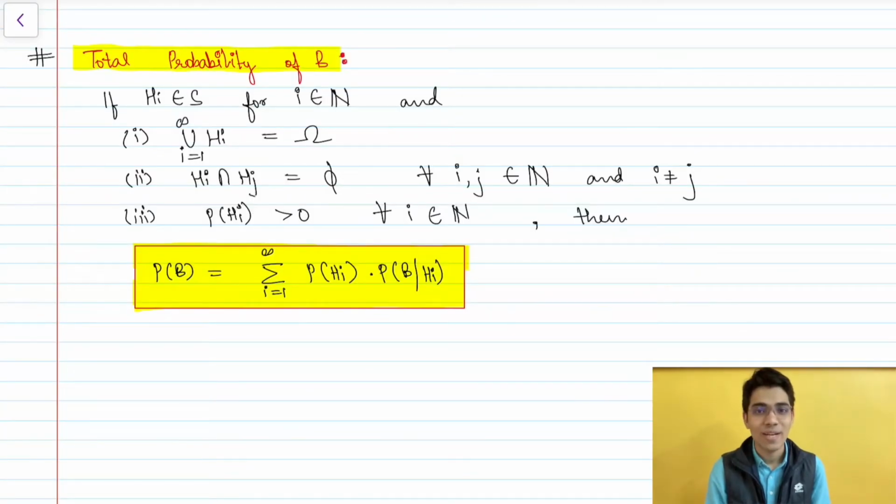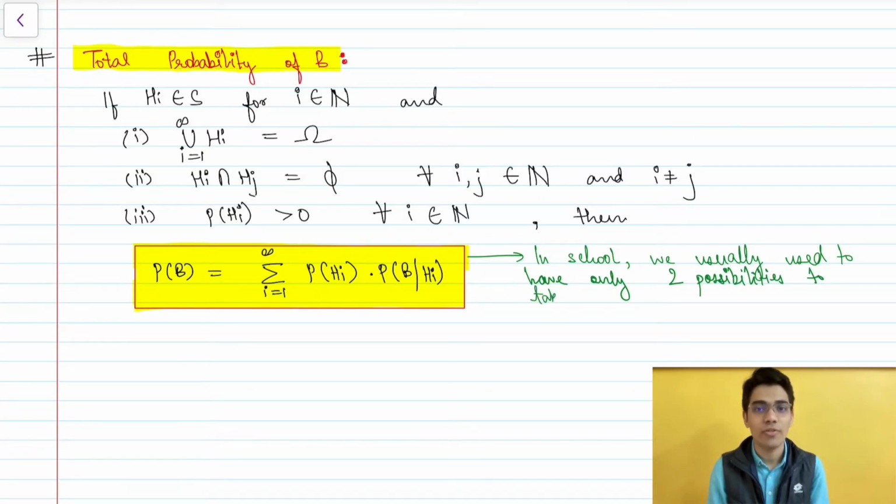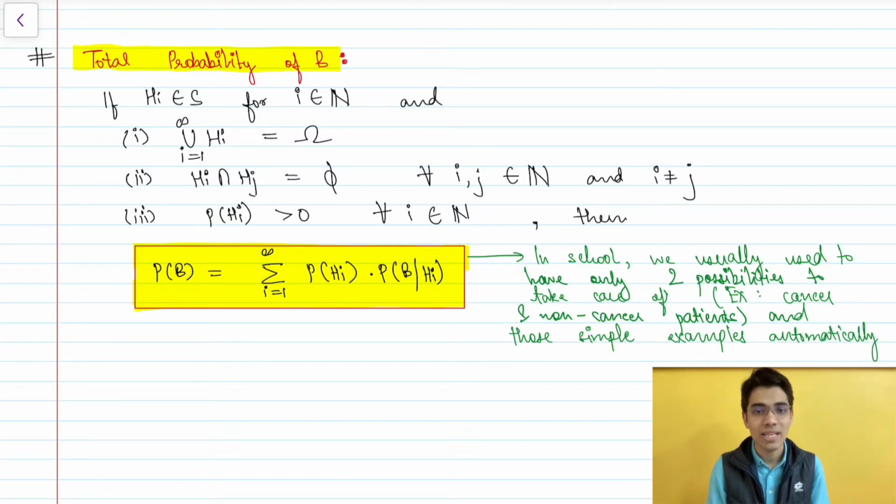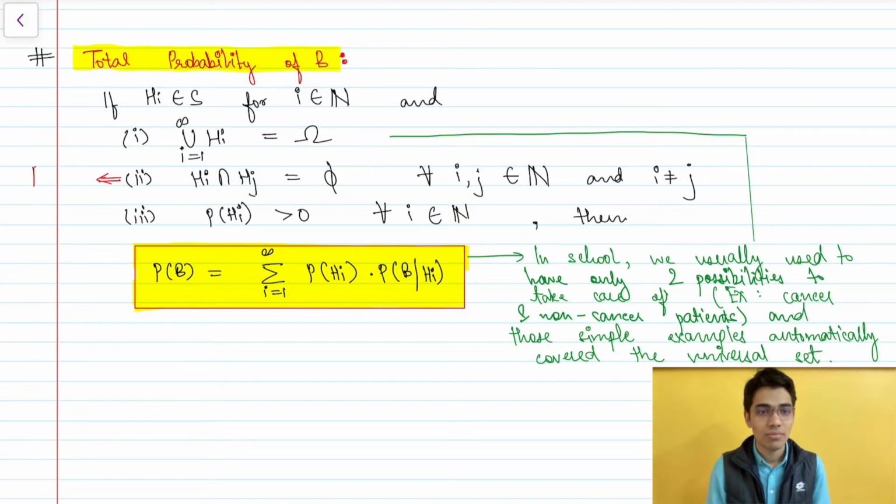So this is the formula that we used to take for granted in school. In school, this used to hold valid because we generally used to take only two possibilities that took care of everything. For example, a patient having cancer and not having cancer. So generally, we had such simple examples that it automatically covered the whole universal set. Similarly, we already learned what point number 2 is, that's pairwise disjoint, and point number 3 comes from the conditional probability.